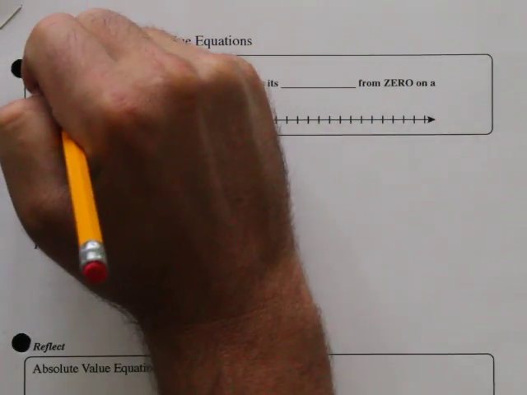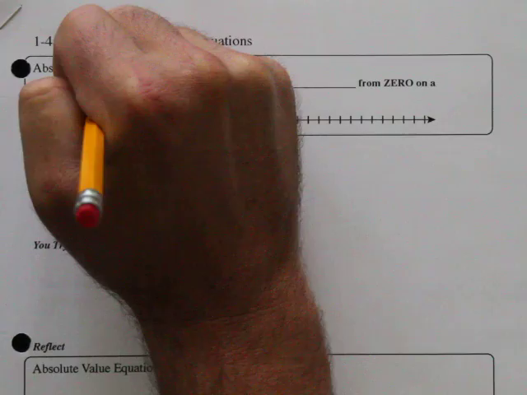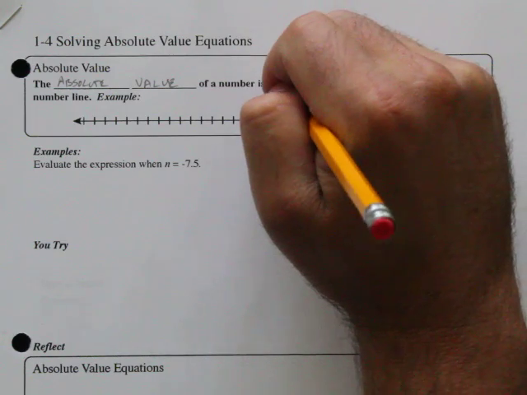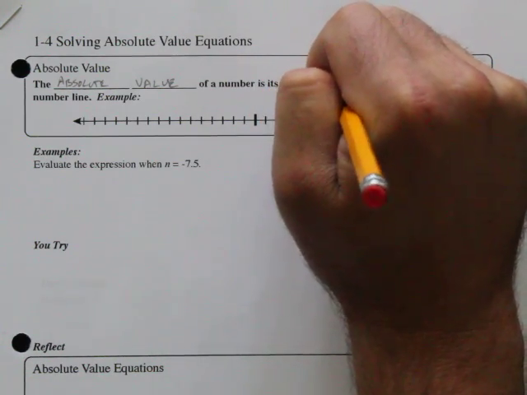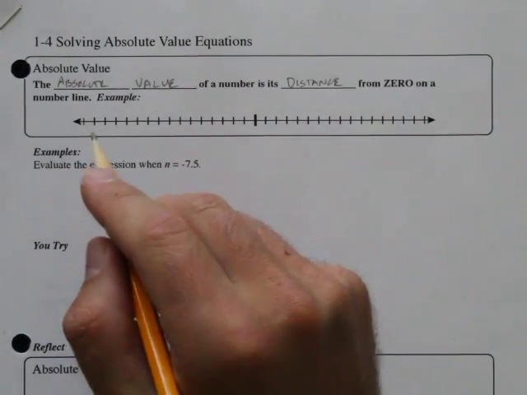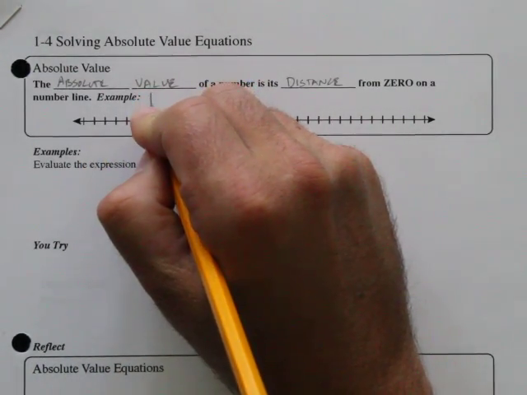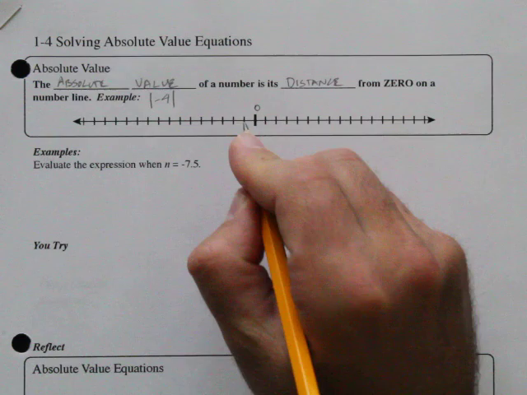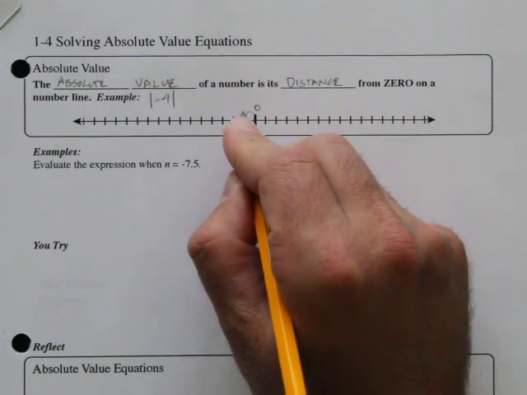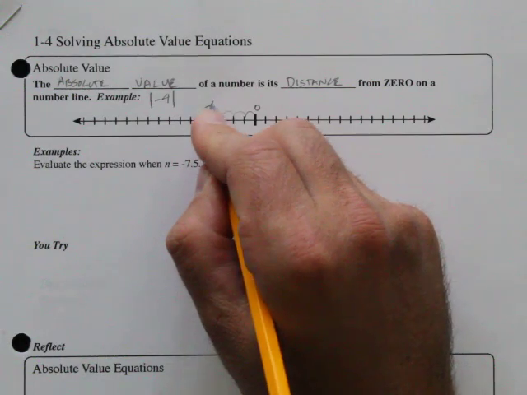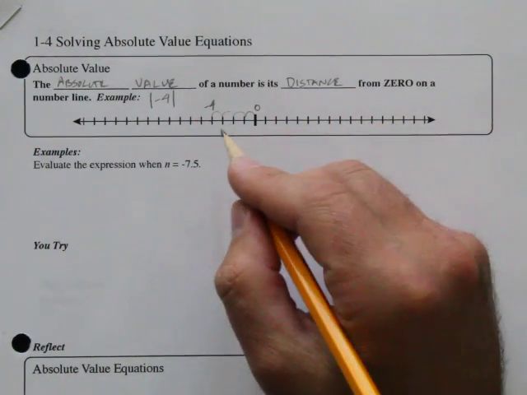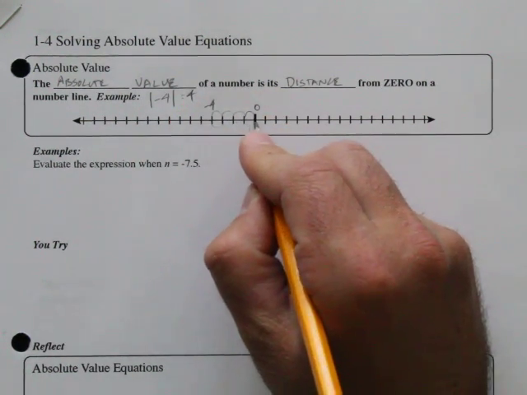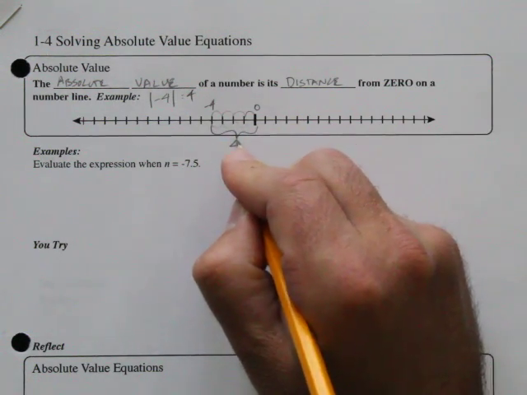The absolute value of a number is its distance from 0 on a number line. So, for example, if I've got the absolute value of -4, here's 0. If I go back 1, 2, 3, 4, so there's -4. My distance from -4 to 0 is 4. 1, 2, 3, 4. My distance is 4.